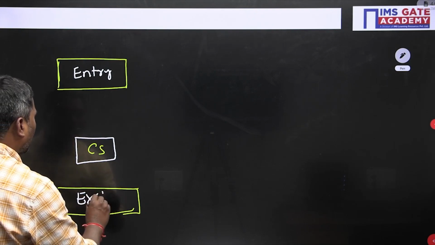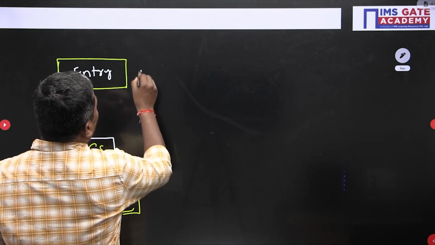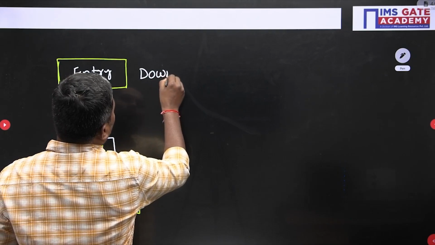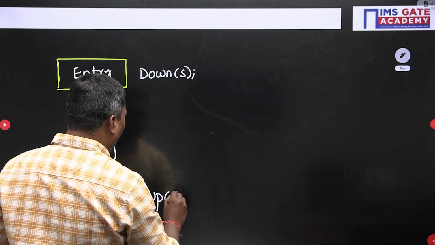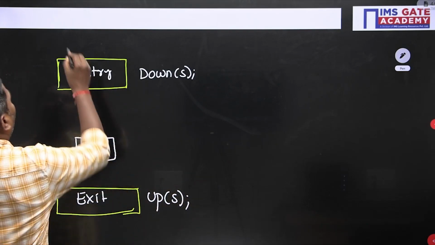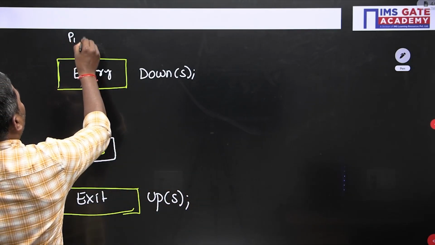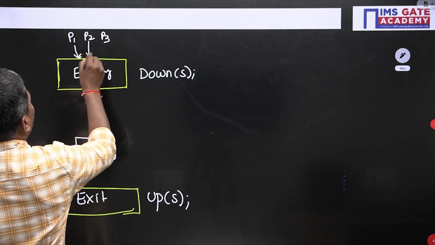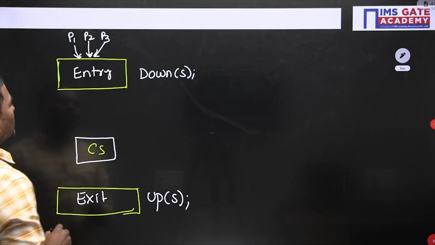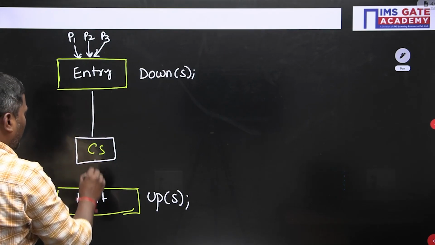In the entry section, I am placing the down operation on S. In the exit section, I am placing the up operation on S. Now a race condition is present, with P1 and P2. Let's take P3 also. Three processes are racing, or trying, to access the critical section, assumption. Now this is the scenario.